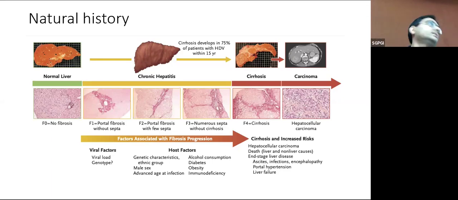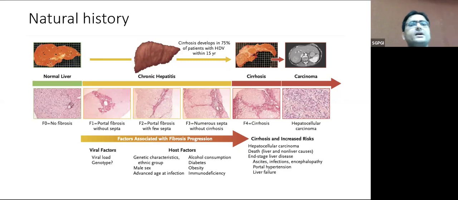So here, if the patient remains untreated, in 15 years, 75% of hepatitis B, D patients will progress to cirrhosis, which is quite high. So you can see the difference it makes when we get an additional virus along with hepatitis B virus.